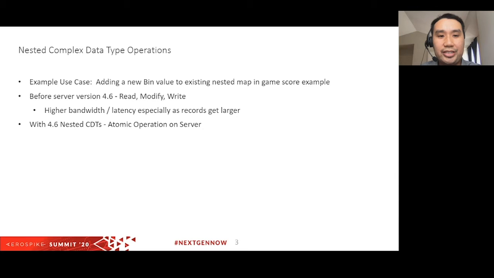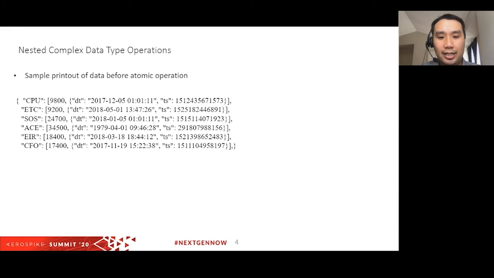than before. Before server version 4.6, you would have had to do a read, modify, and then write on that record in order to add this new bin value. Due to this, you would end up using more bandwidth and have higher latency, and this can be more problematic, especially as your record sizes get larger. With the nested CDTs that come with server 4.6, this essentially becomes an atomic operation on the server, which means that we can execute these operations efficiently on the server in isolation under record lock.